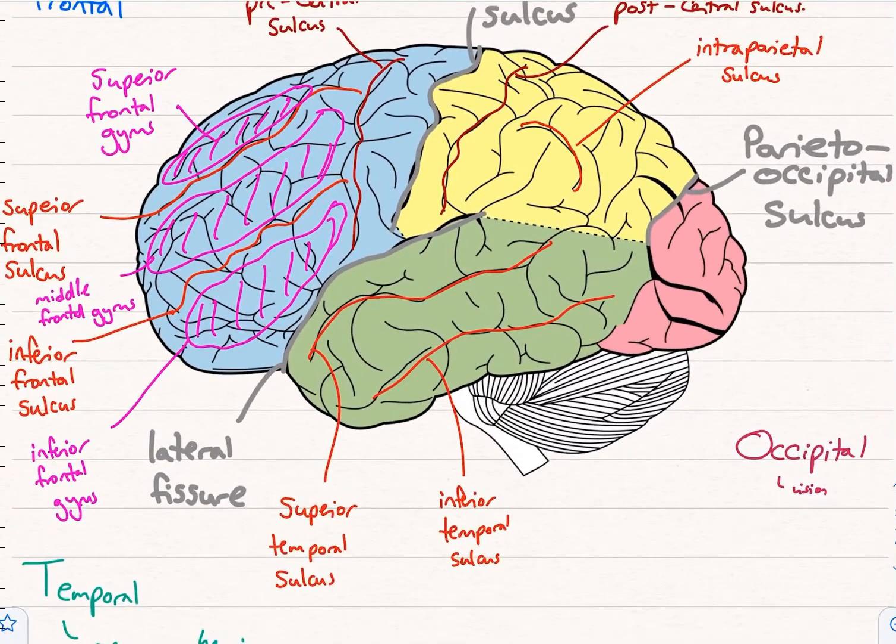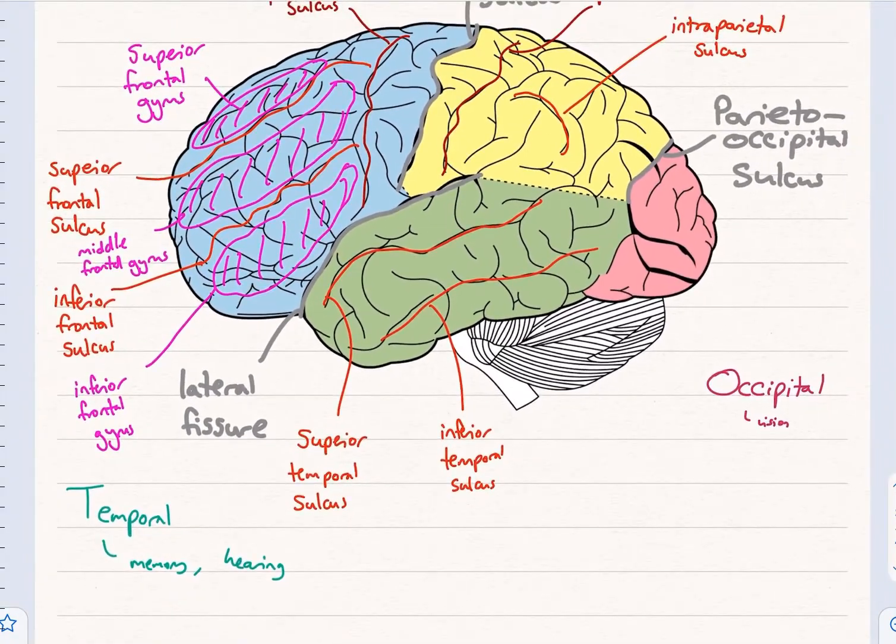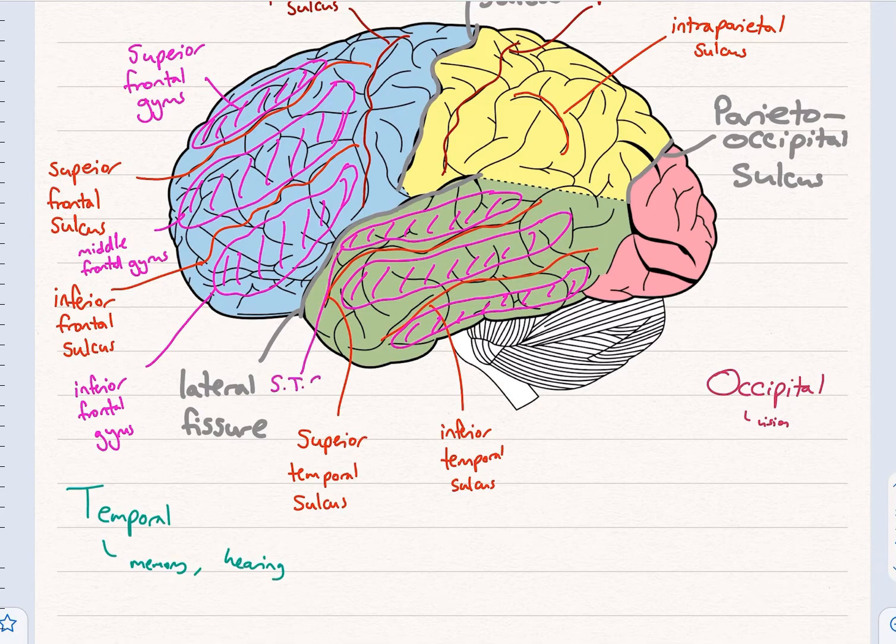Then we're going into the temporal lobe, and you can probably guess the naming system of this, so I'll shorten it down. Superior, middle, and inferior temporal gyrus. Okay, so superior temporal gyrus, middle temporal gyrus, and then inferior temporal gyrus.